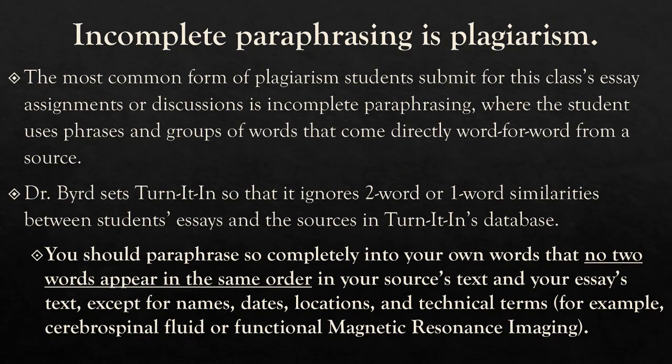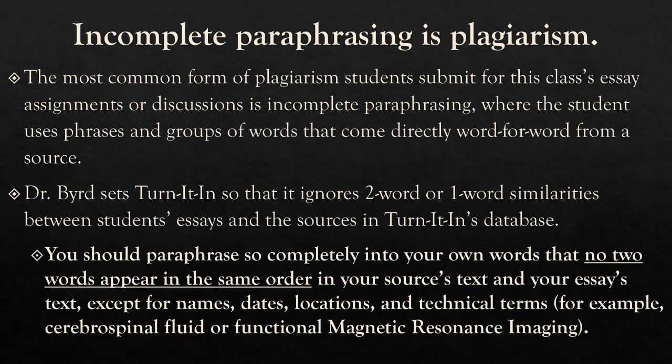So, incomplete paraphrasing, which is where you change some of the words but not all the words, is still plagiarism. Incomplete paraphrasing is the most common form of plagiarism I see. It's unintentional, but students submit their essay or assignment or discussion with incomplete paraphrasing, where the student rearranges sentences or puts in a few words of their own, but basically uses phrases and groups of words that come directly word for word from the source. How do I find these?